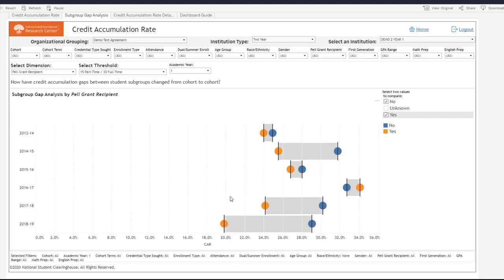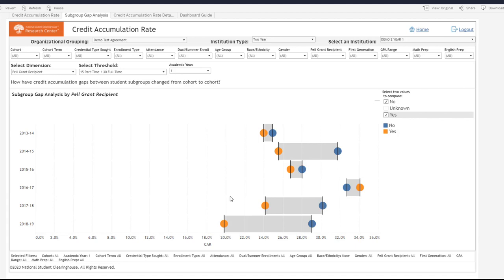Another interesting finding is that for most academic years, Pell Grant recipients have a lower credit accumulation rate than students without Pell Grants, except for the 2016-17 academic year. Here, the orange marker is to the right of the blue marker. During the academic year, a higher percentage of students with Pell Grants met the credit threshold compared to those without a Pell Grant. It would be interesting to find out why.